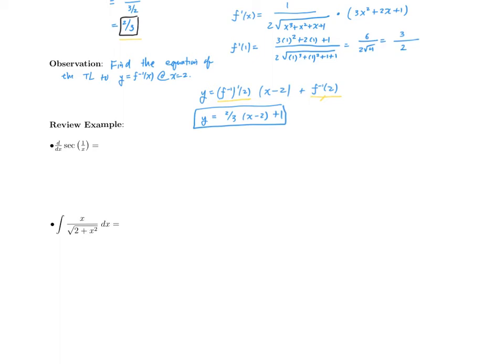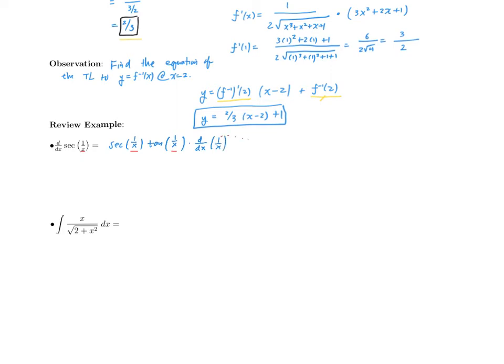with. So for example, if I would like to differentiate secant of 1 over x, what rule of differentiation do we need? The chain rule. It's a composition. So the chain rule tells us we differentiate the outside function. The derivative of secant is secant tangent. We evaluate that at the inside function, that is 1 over x. And then by the chain rule, we multiply by the derivative of that inside function.